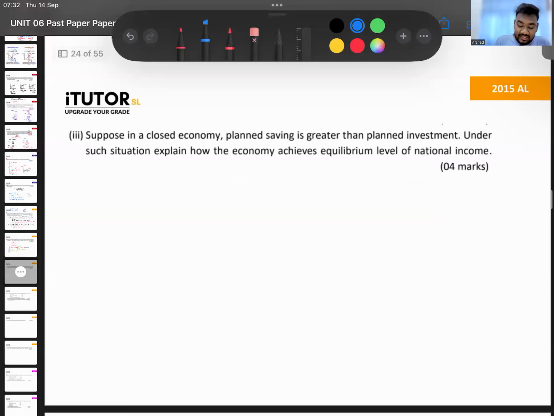Suppose in a closed economy, savings are greater than investments. Under such a situation, how does the economy achieve macroeconomic equilibrium? That's what they're asking. Remember, guys, we studied this involuntary inventory accumulation and shortage. Remember in our diagram, okay, I'll put all of this together.